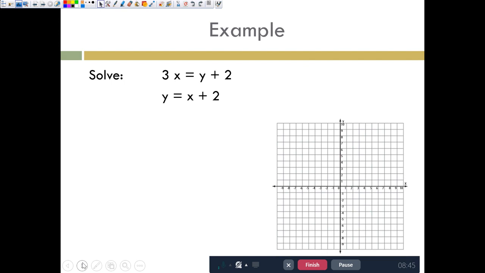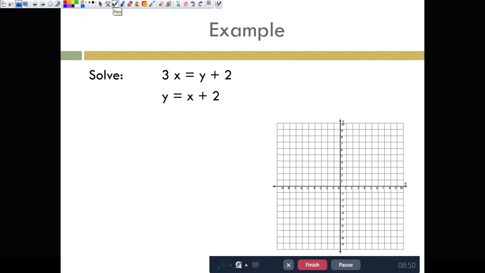So, my first equation here is not in the form y equals mx plus b, so I need to place it in that form. So I have 3x equals y plus 2. I'm trying to get y by itself, so I'm going to subtract 2 from both sides. So that's y equals 3x minus 2. In this equation, my m is 3, or 3 over 1, and my b is -2.